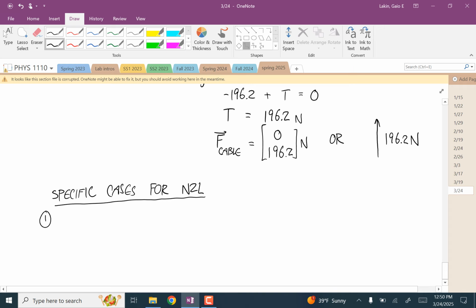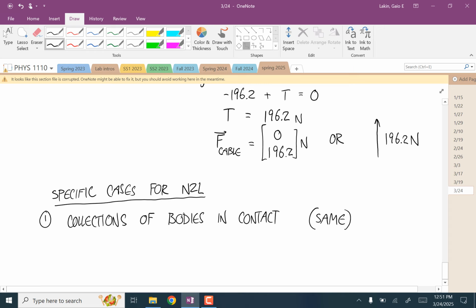The first one is collections of bodies in contact, and this first one, we're going to be dealing with cases where all of these bodies have the same motion. So all of them are going to have the same acceleration. An example of this would be like a bunch of carts in a line with each other, and you push on the back one and it makes them all move as a single unit. Same acceleration.